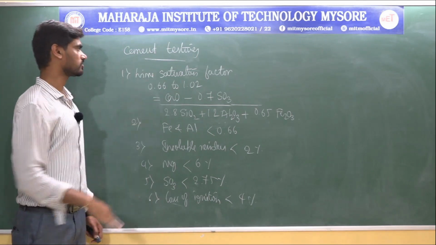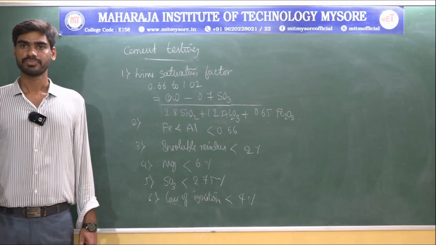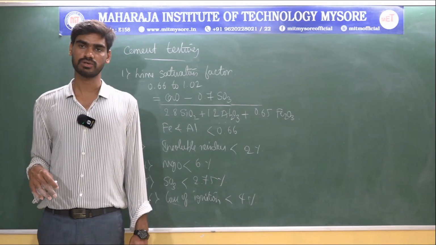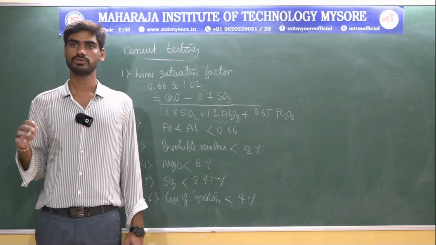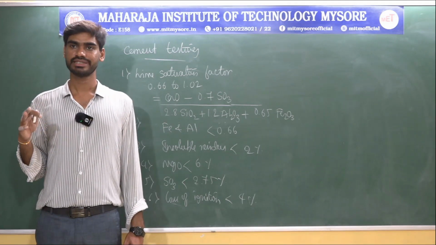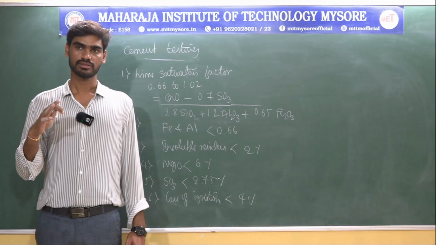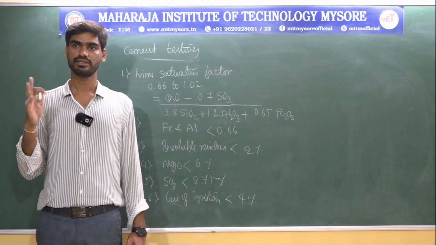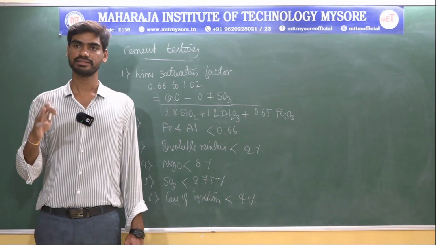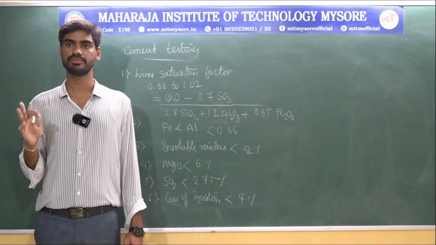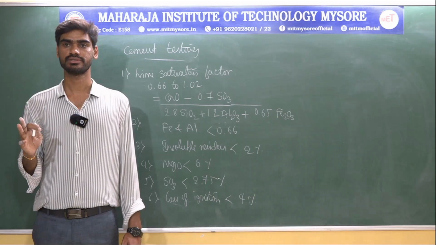So this is the chemical requirement of the cement. When we come to the physical requirement, the important physical requirement is setting time. There are two setting times, the initial setting time and the final setting time. The initial setting time should not be less than 30 minutes, half an hour, and the final setting time should be less than 10 hours.